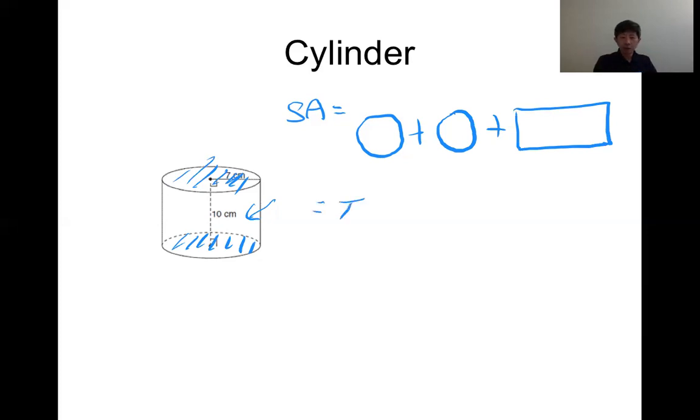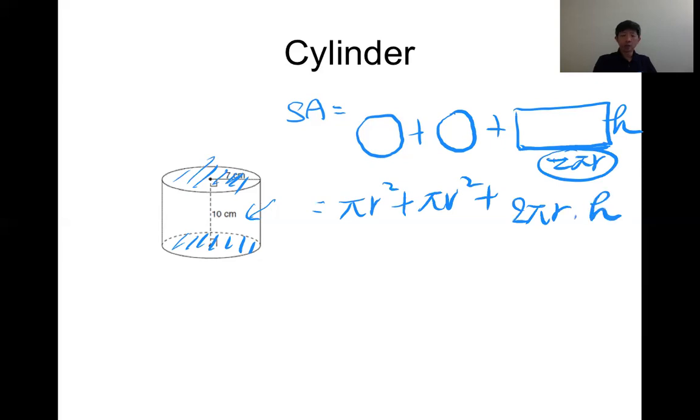We know this is pi r square. This is pi r square, and then this is 2 pi r times h, right? 2 pi r is this, all right? So 2 pi r times h. So if you understand this, we don't need to remember the formula. We can basically just do it by reasoning, right? So now we're going to fill in the information there. All right, let's work together.